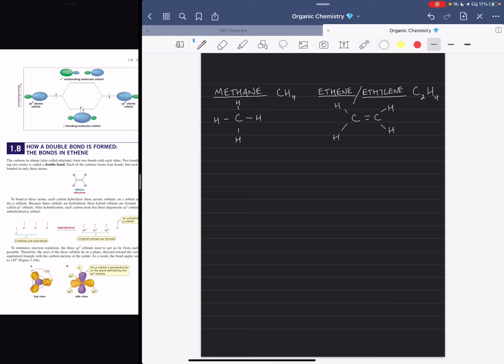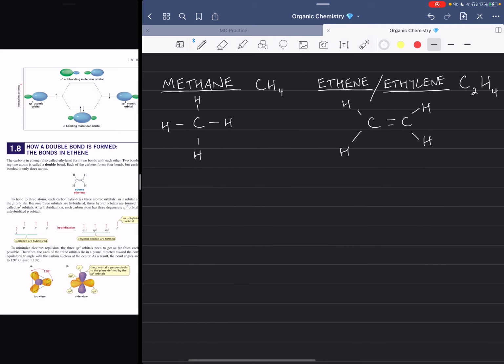Okay, so we're going to look at methane here, and we're going to look at the orbitals. So what you want to do first is just look that this has 4 bonds, and we're going to say that this is sp3 hybridized, okay?